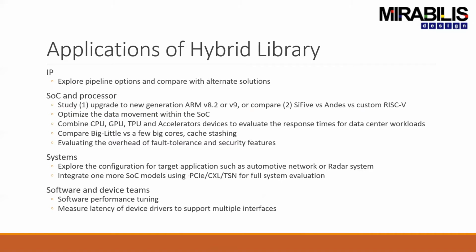Similarly, at the SoC, am I really getting a benefit if I upgrade from, say, ARM 8.2 to jumping directly to 9? Or, for example, I might look at going from, say, an A53 to A78. Am I getting a boost on something? Or, for example, I'm adding new instructions so that I can combine my CPU, GPU, and my AI into a single core. How does that impact my system?